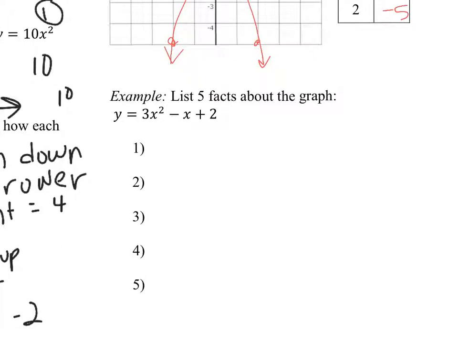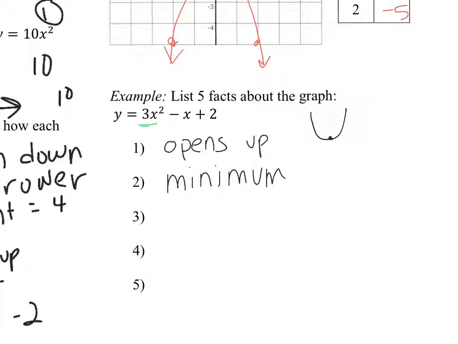Okay, list 5 facts about the graph. So first I look at my a value. The a value is 3. So I'm going to write that it opens up. Now, if the graph opens up, I'm going to write that it has a minimum value. Now I'm going to look at whether it's narrow or wide. It's narrow because the absolute value of 3 is greater than 1. And then the y-intercept is 2.